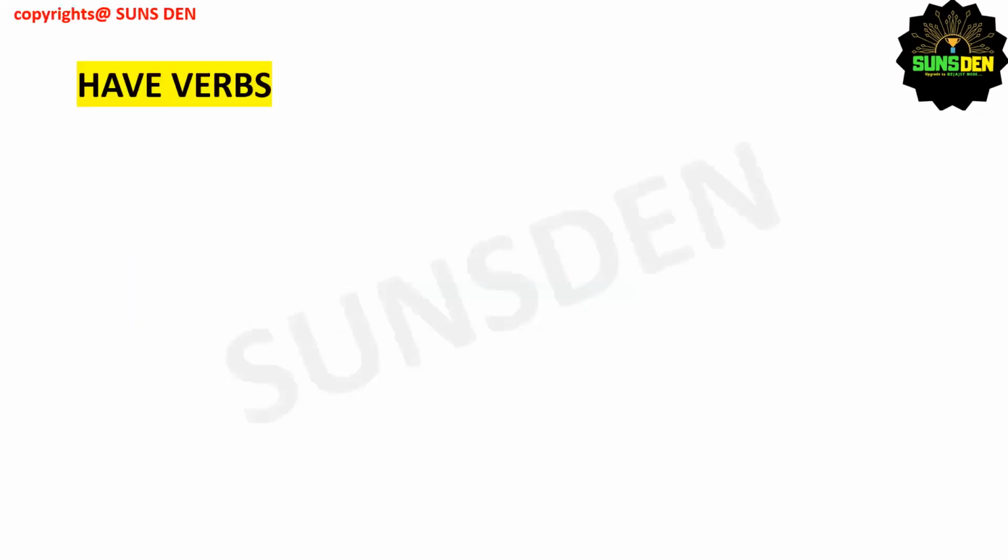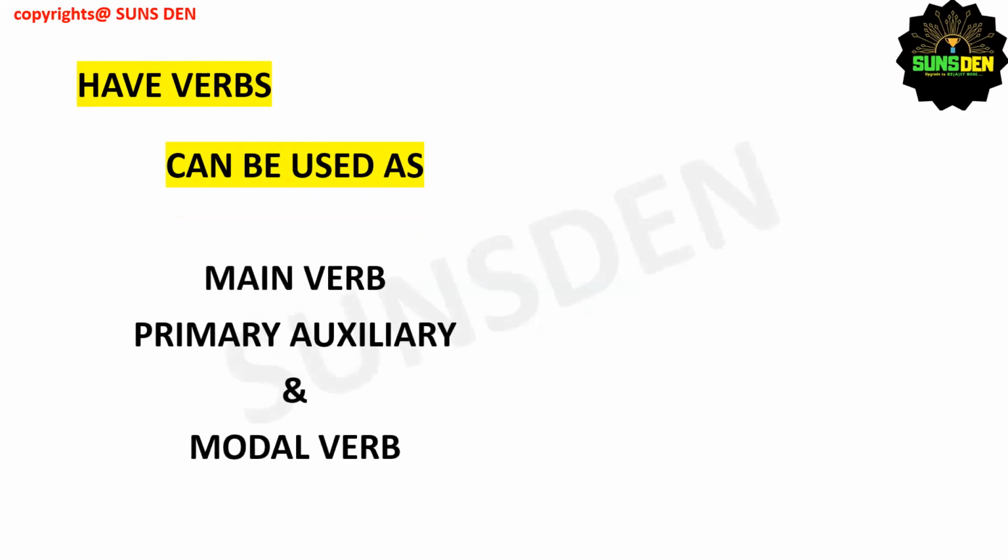Now let's quickly get into the session. Now, have verbs. What are have verbs and where can it be used? It can be used as a main verb, primary auxiliary, as well as modal verb. Now, how we will be using it as a main verb, how we will be using it as a primary auxiliary or modal verb, I'll explain everything in detail with example in this video.